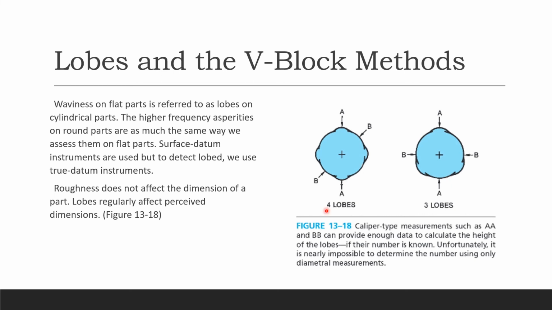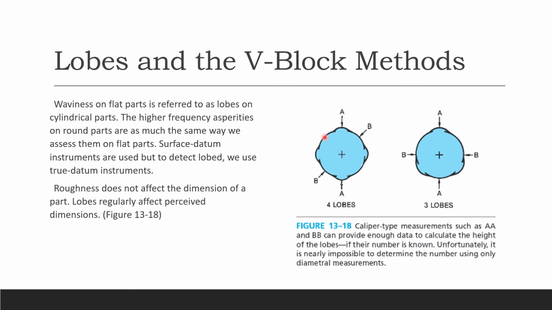Here you can see the lobes on the cylindrical parts. Here 1, 2, 3, 4, and here 1, 2, 3 lobes. We usually use the caliper type measurement, and we call it AA or BB, because it can provide enough data to calculate the height of the lobes. Little heights right here. But unfortunately, it's nearly impossible to determine the number using only diametral measurements.